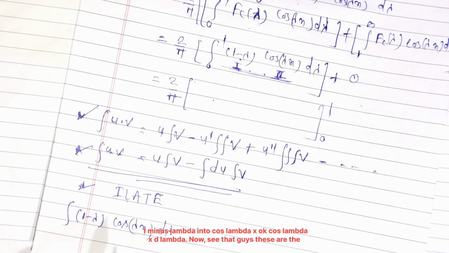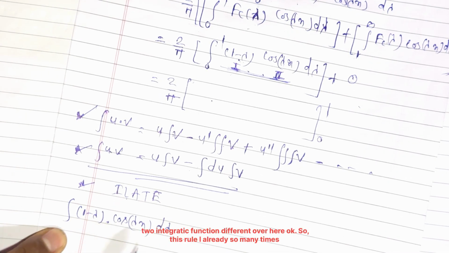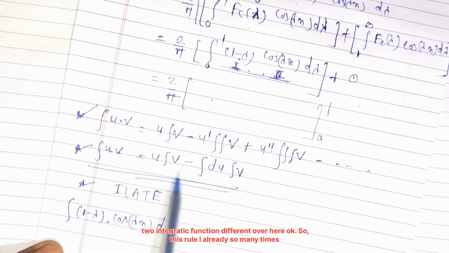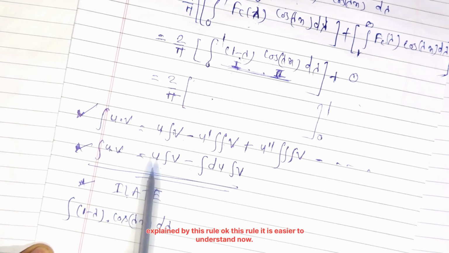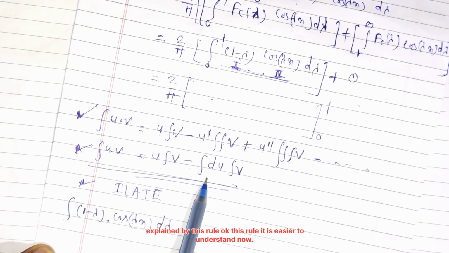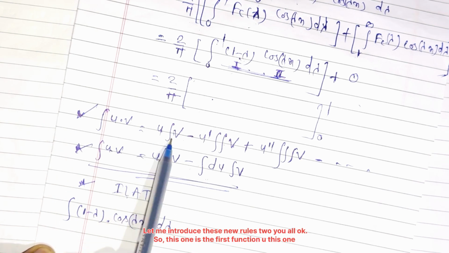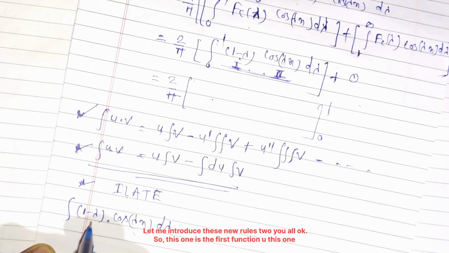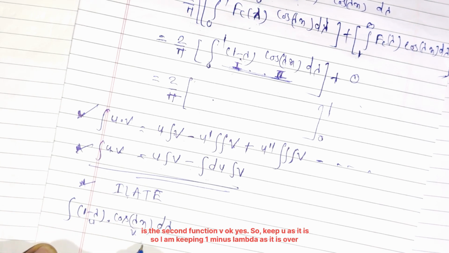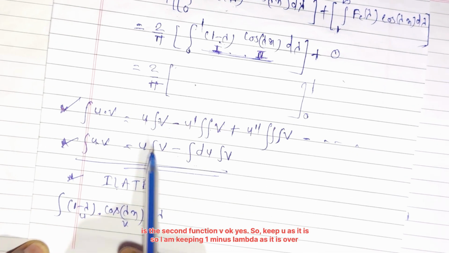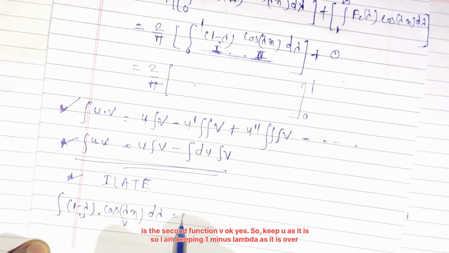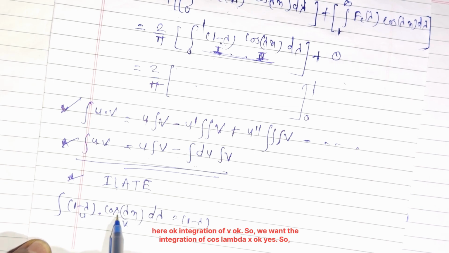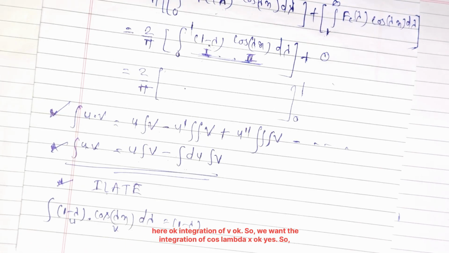Now see that, guys, these are the two different functions over here. This rule I have already explained many times, it is easier to understand now. Let me introduce these rules to you all. So this one is the first function u, this one is the second function v. So keep u as it is. So I'm keeping 1 minus lambda as it is over here. Integration of v, so we want the integration of cos lambda x.